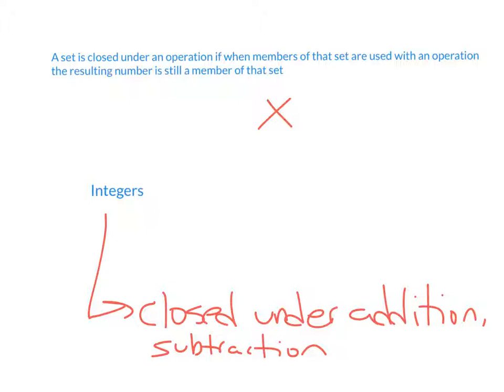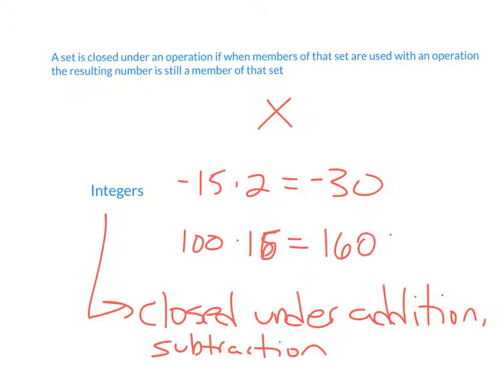So same thought process with integers. Can you think of any two integers that when you multiply them together you get something besides an integer? And again, the answer would be no. Every time you multiply two integers together, you're going to get another integer. So it's closed under addition, subtraction, and multiplication.